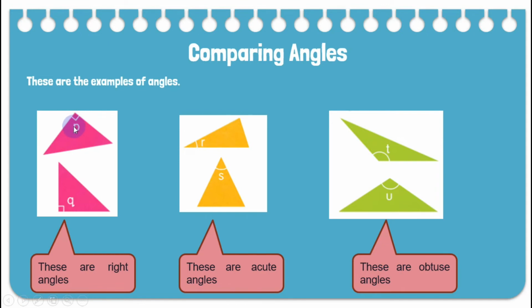We can compare based on the turn. This is a quarter. This is smaller than a quarter. This is greater than a quarter turn. So, if the angle is smaller than a quarter turn, we call it an acute angle. If greater than a quarter turn, we call it an obtuse angle.